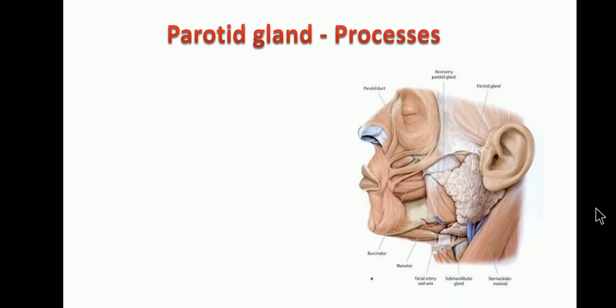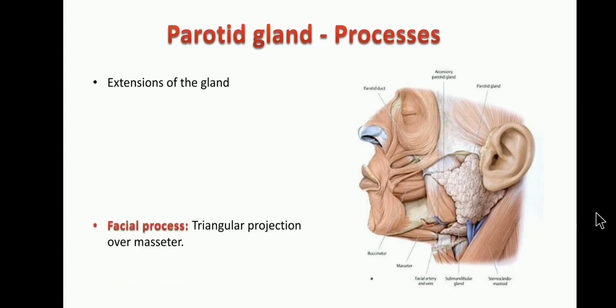Next, coming to the processes. So there are many processes. The main process is the accessory parotid gland, which you come across immediately above the parotid duct, and sometimes it also has its accessory parotid duct. The other process or an upward extension is called the glenoid process. Then you have a facial process, then a pterygoid process.